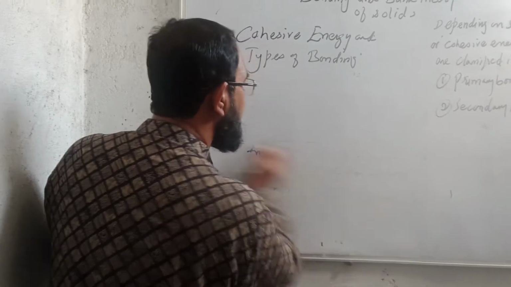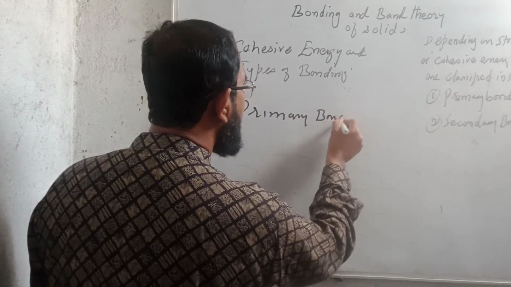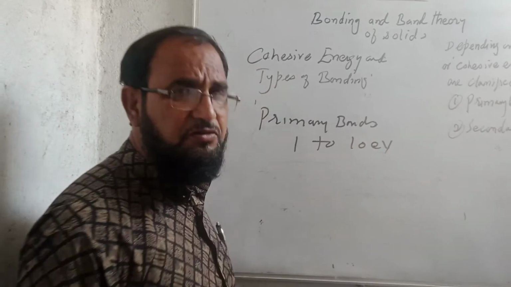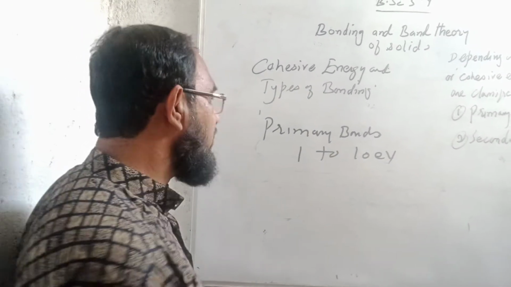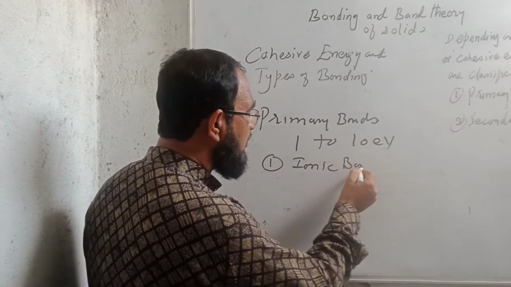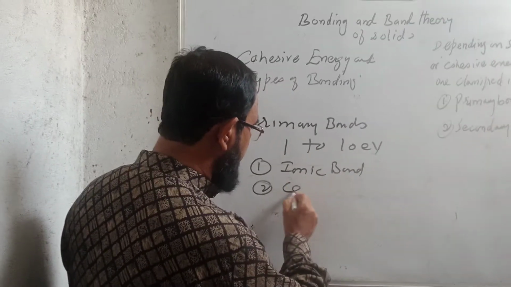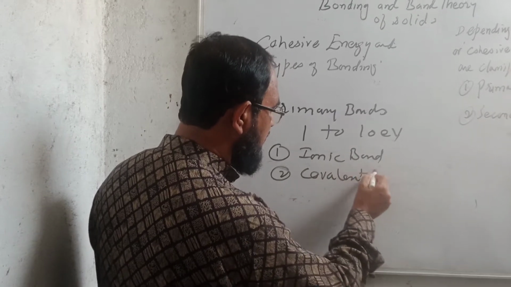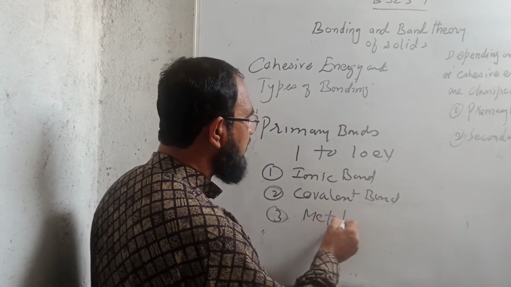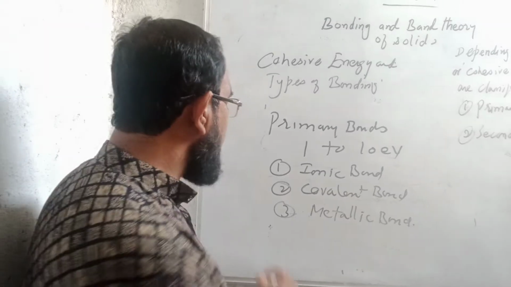Primary bonds means the bonds having the cohesive energy in the range of 1 to 10 electron volt. In these types of bond, you may include the ionic bond, then the covalent bond, and metallic bond. These are the primary bonds.